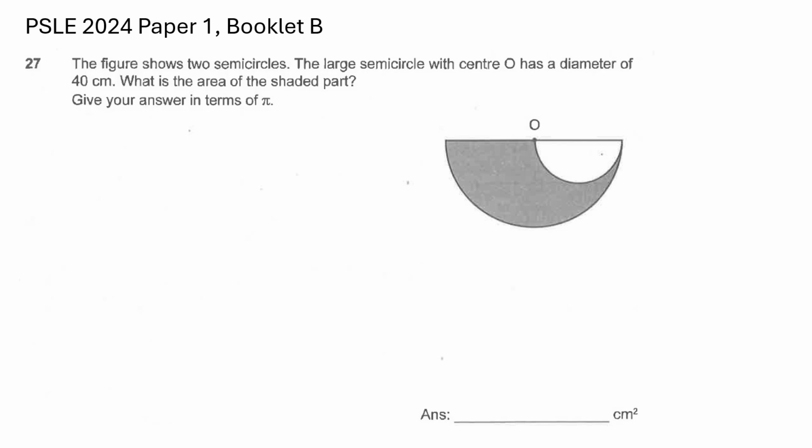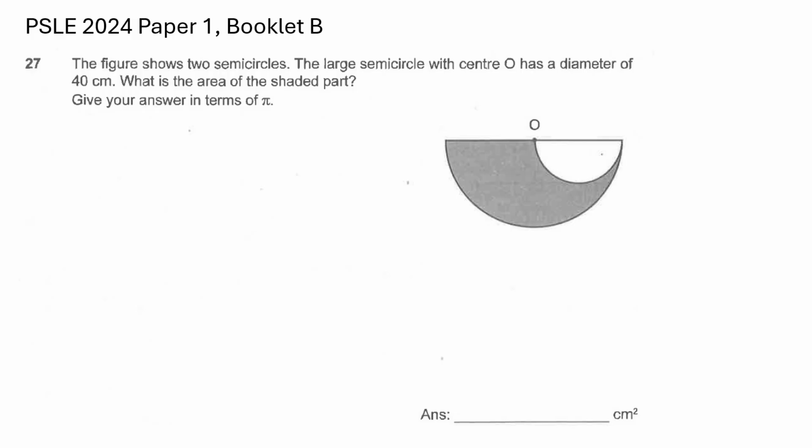Booklet B, question 27. The figure shows two semicircles. The large semicircle with a center O has a diameter of 40 cm. What is the area of the shaded part? Give your answer in terms of pi.